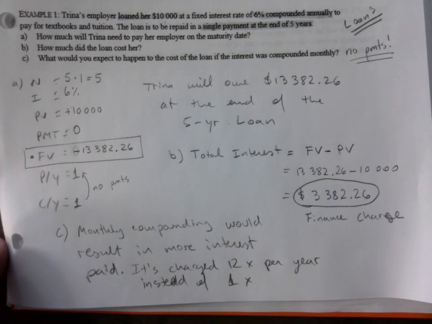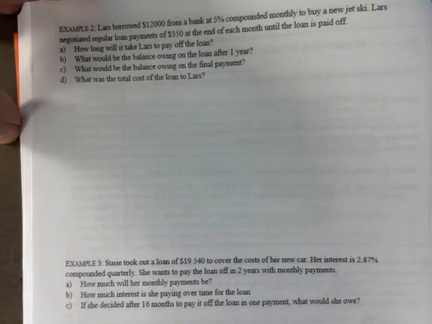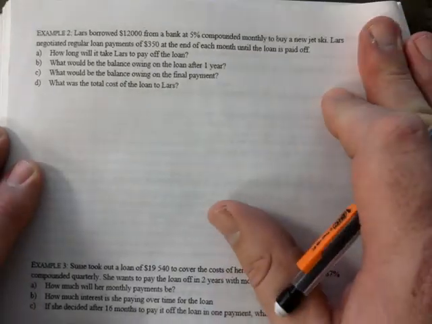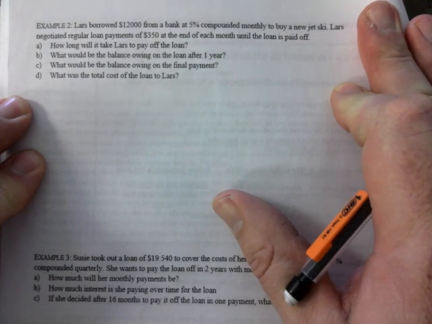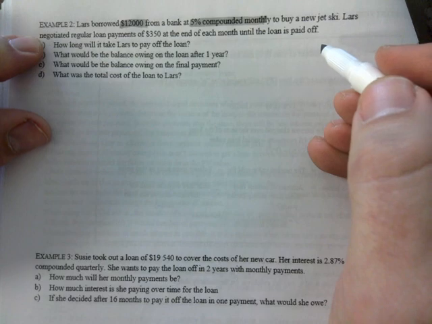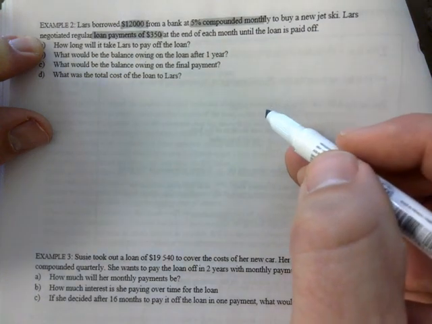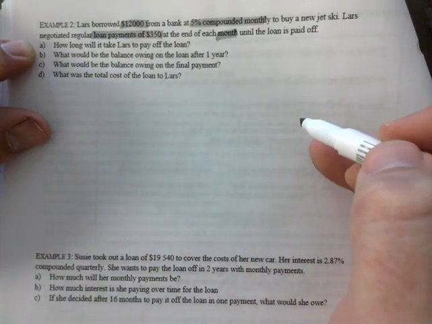I'll do one more here with regular payments. So this one has no payments, and then in example 2, we will have regular payments being made. Lars borrowed 12 grand from the bank at 5% compounded monthly to buy a jet ski. Lars negotiated a regular loan payment of $350 at the end of each month until it's paid off. How long will it take to pay off this loan?